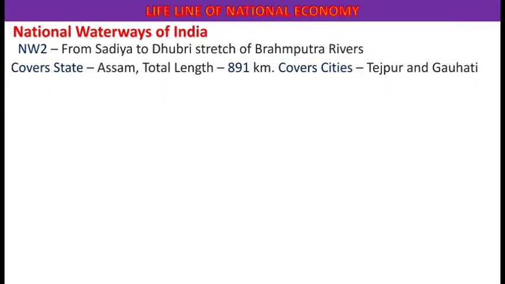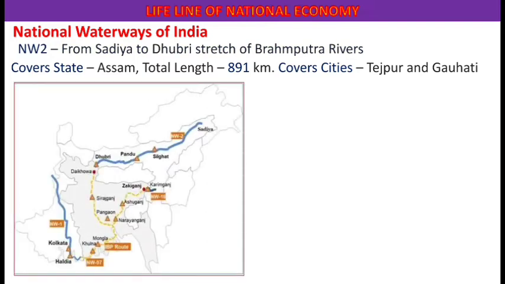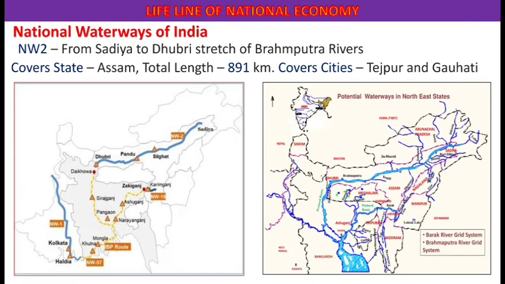National Waterway number 2. It is the stretch in the Brahmaputra river from Sadia to Dhubri in Assam. This waterway passes entirely through the state of Assam. The total length is 891 km. It covers major cities like Tezpur and Guwahati of Assam.